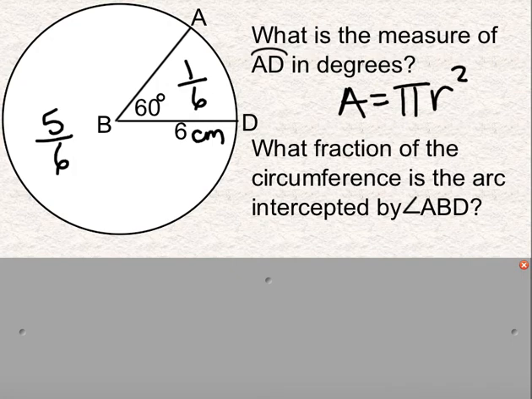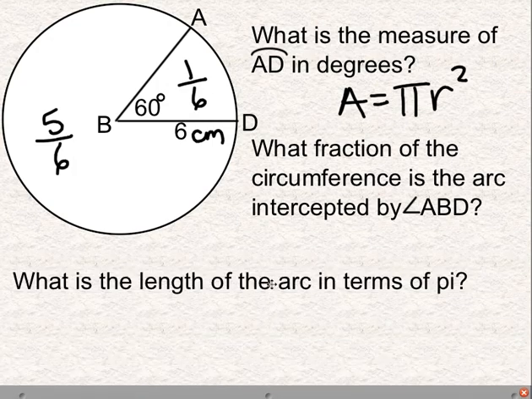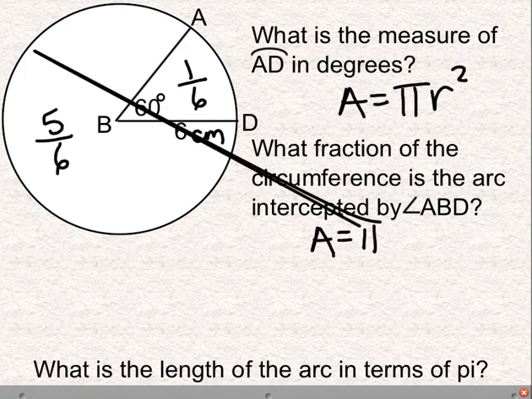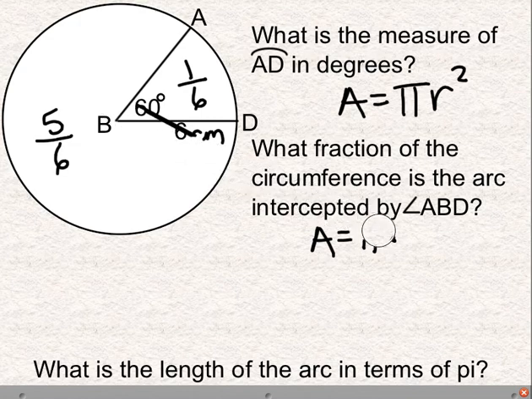So we can plug in what we know. Okay, so let's find the area of the whole thing in terms of pi. So area is going to be pi times radius squared, which is 6 squared. So we get an area of 36 pi.